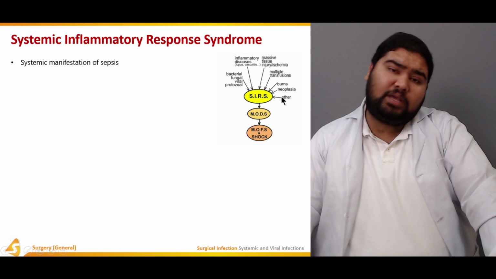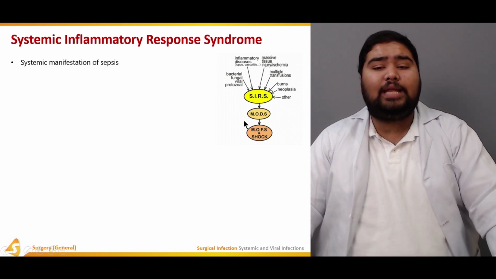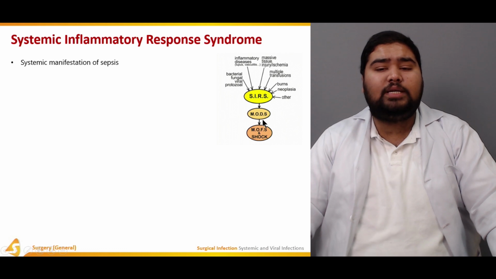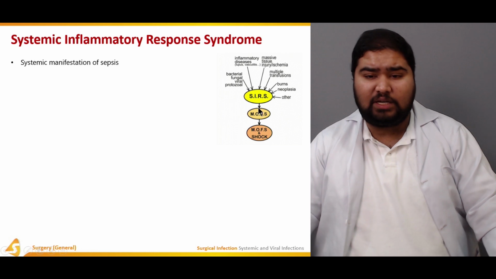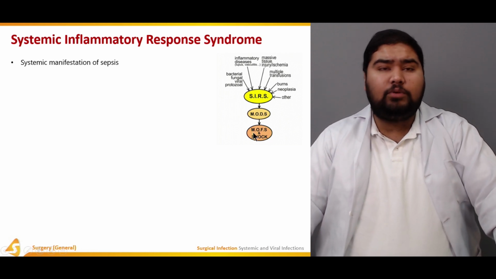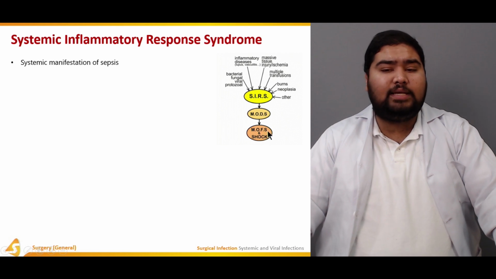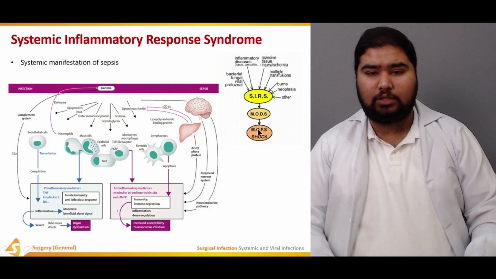Now, if the systemic inflammatory response syndrome is not coordinated and controlled, it can lead to multiple organ dysfunction syndrome, in which multiple organ systems become dysfunctional. If the body does not recover from it, the body can proceed to multi-organ failure syndrome and shock, finally leading to death of the patient.